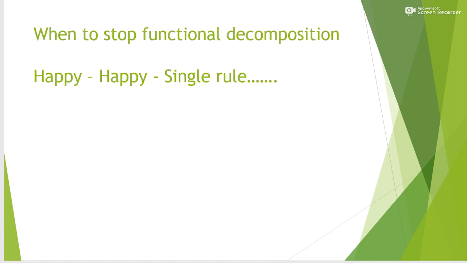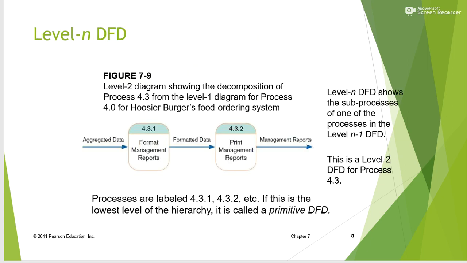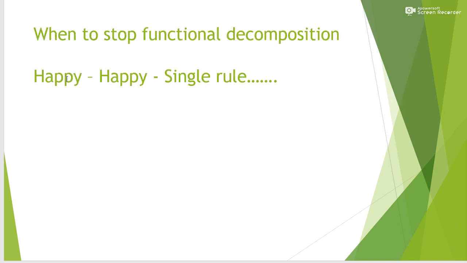Now, when to stop functional decomposition? We cannot keep on chopping the processes as we go on like this. So we must have a stop. The stoppage basically comes in where we apply the happy single rule. The happy single rule is if the customer is happy, stop it. That's what fits for the context level. In the case of the developer, you stop it if he is happy with every detail. If everything is singular, then you stop.